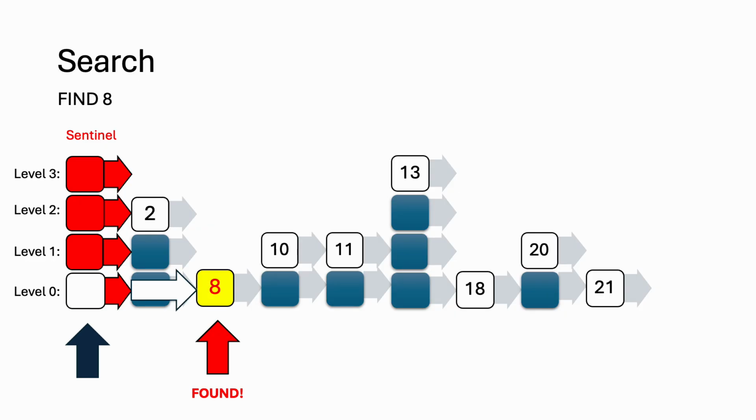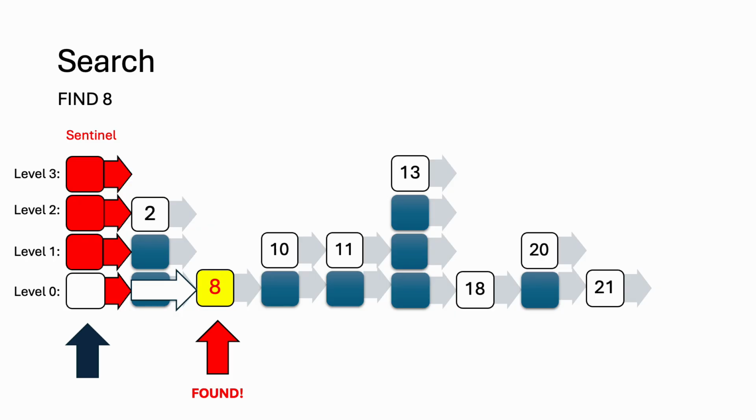At level 0, the next node is 8. We found it. The search is complete. So did you notice how we only examined a few nodes? The sentinel, 2, 13, and 10. In a regular linked list, we would check the sentinel and 2 before finding 8, but in a larger linked list it would be chaos to find 8. So a skip list saves us from checking many of the other nodes that we don't need. And this is the power of the express lane analogy.